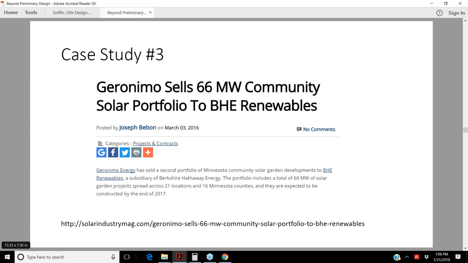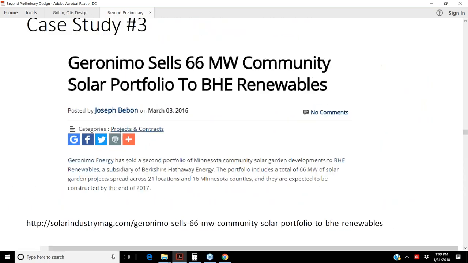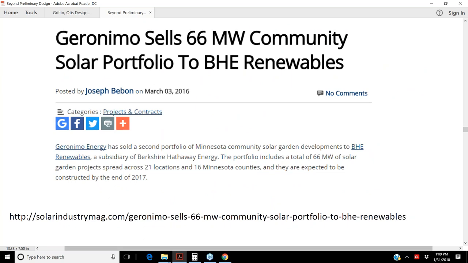So let's go in and drill down into Minnesota's community solar projects, because they've really kind of got out in front, and in New York as well, with community solar policies, and we'll talk about how these projects are being played out in the field. So here's a headline. It says Geronimo sells a 66 megawatt community solar portfolio to Berkshire Hathaway Renewables. What it says is it includes 66 megawatts of solar garden projects across 21 locations and 16 counties. So 66 megawatts over 21 locations, that's an average project size of about 3 megawatts each.